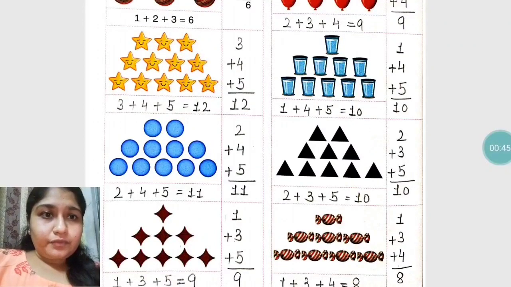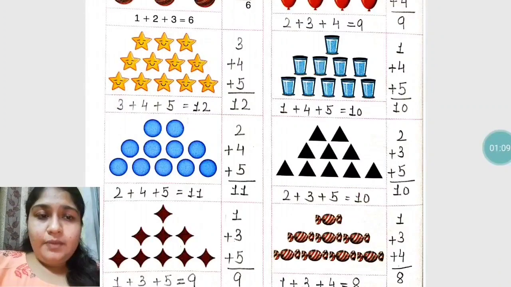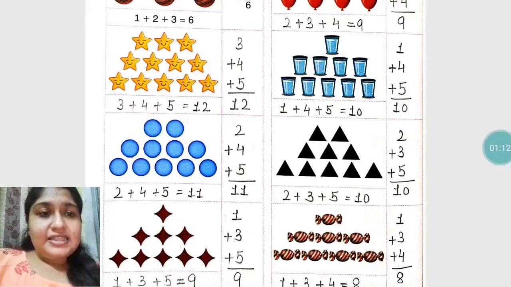fifth one. Here you can see circles are there. So in the first row, 2 circles are there. In the second row, 4 circles are there. And in the third row, 5 circles are there. So students, if I add 2 plus 4, the answer is 6. And when you add 6 to 5, what will be the answer? 11. Yes, you have to write this down horizontally also and vertically also.